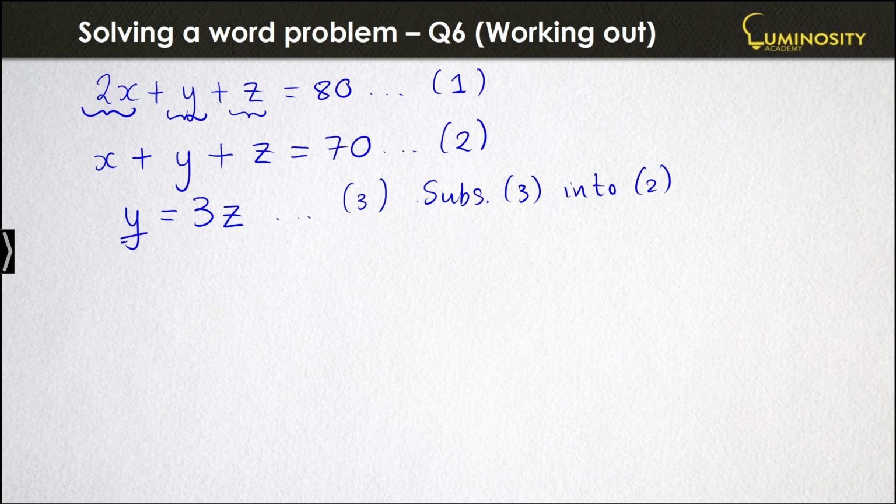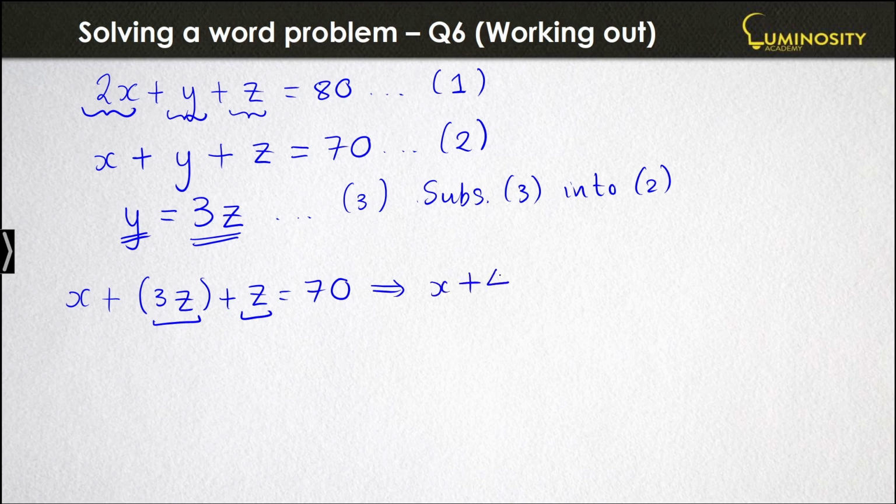Wherever there's a y, I'm going to replace it with 3z. So in equation 2, I have x plus y, but I'm going to replace it with 3z now, plus z equals 70. This translates to 3 amounts of z plus 1 amount of z, so you have x plus 4z equals 70.